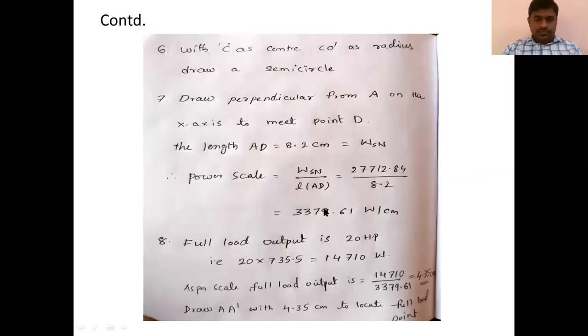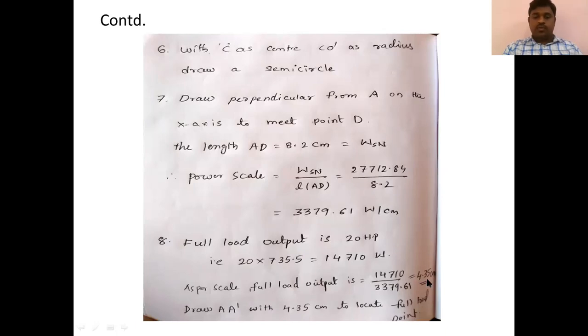Then for the power scale, I am calculating using the A to D length, which I got as 8.2 centimeters from the graph. So 1 centimeter equals 3317.61. This is your power scale. Like this, we have to convert watts also in terms of centimeters. In the given problem, the full load output is given as 20 HP, which in terms of watts I am also converting into the scale. So per centimeter equals 3379.61.